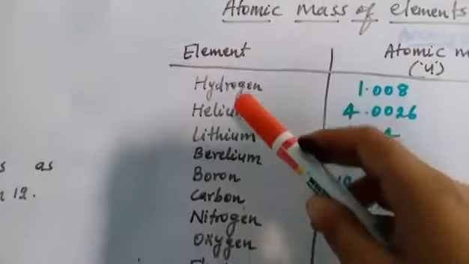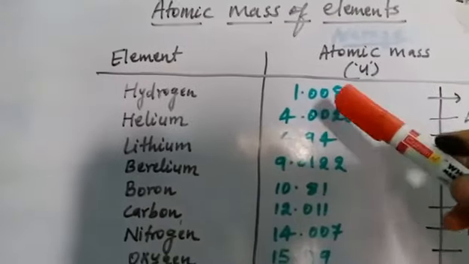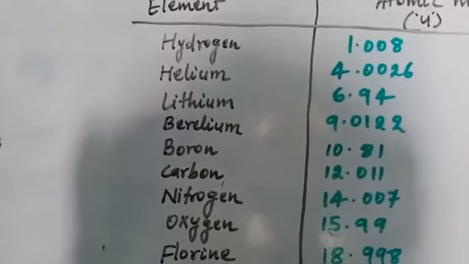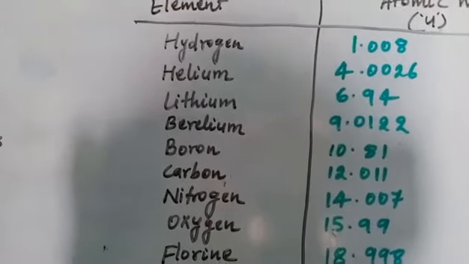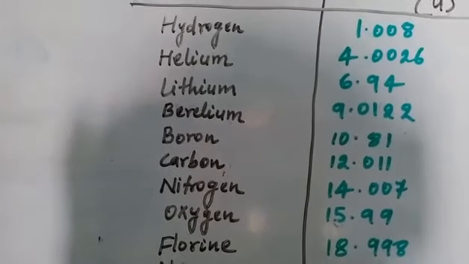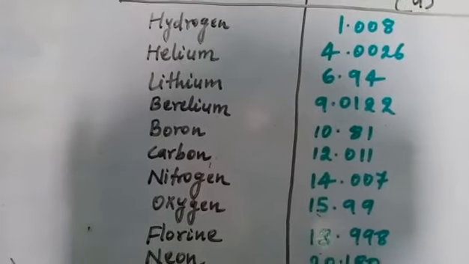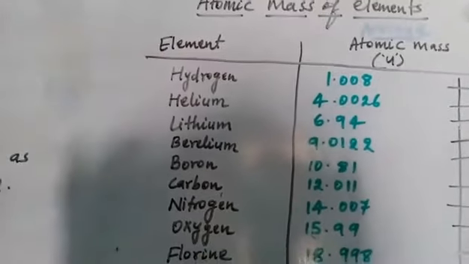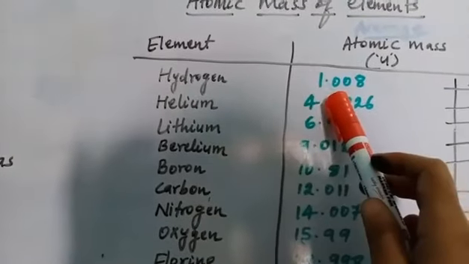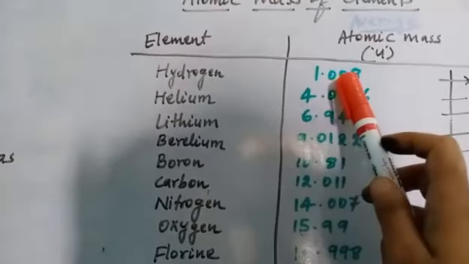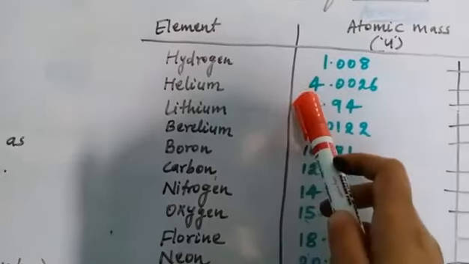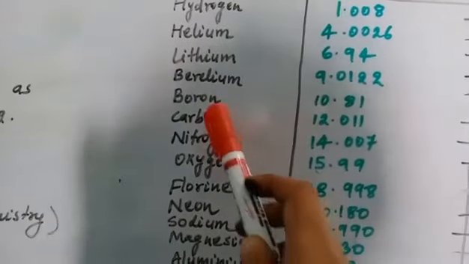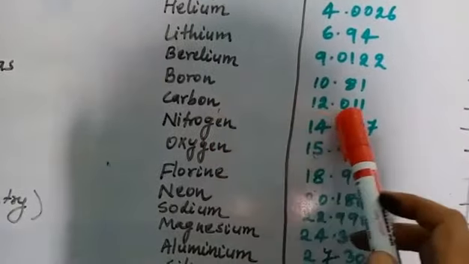You can see these are the names of the elements and the average atomic mass. Wherever we calculate, we take the average atomic mass only, because we cannot calculate the actual atomic mass, since different atomic masses of the same atoms of an element are present. So we have to take the average anyhow. Hydrogen has an average atomic mass of 1.008. Then helium is 4.0026, lithium is 6.94, beryllium is 9.0112, boron 10.81, carbon 12.001 u.